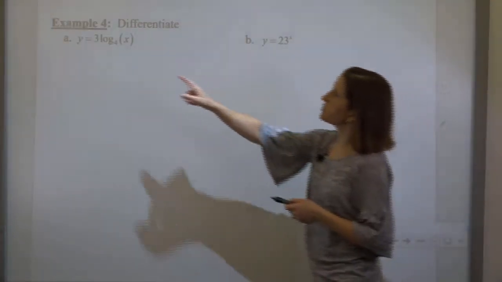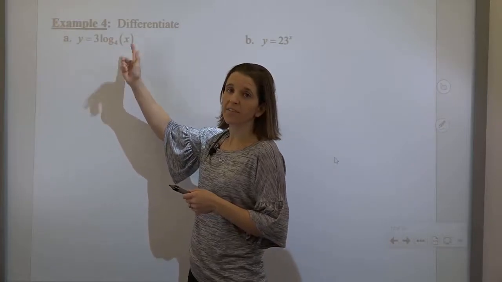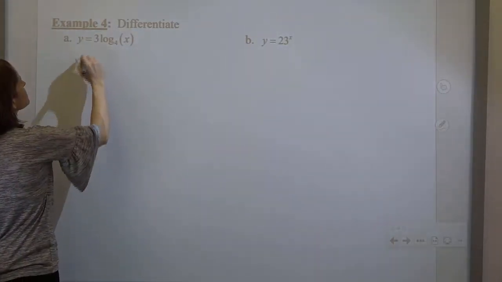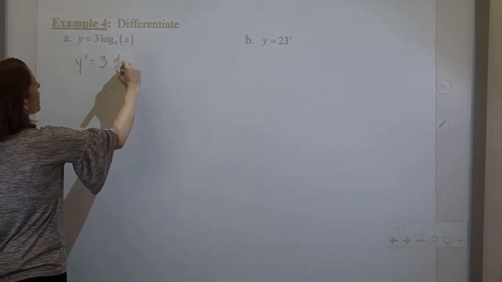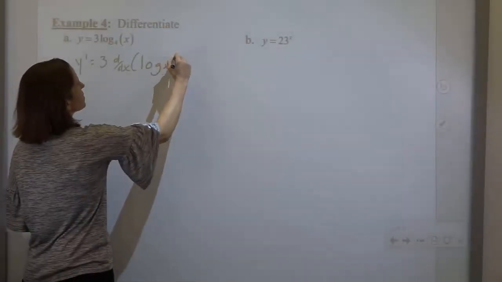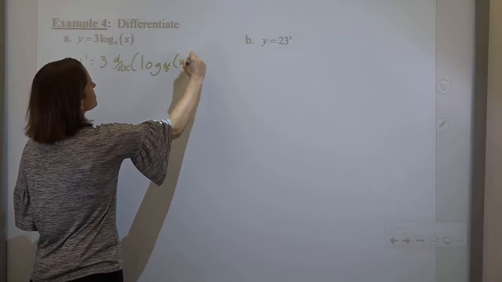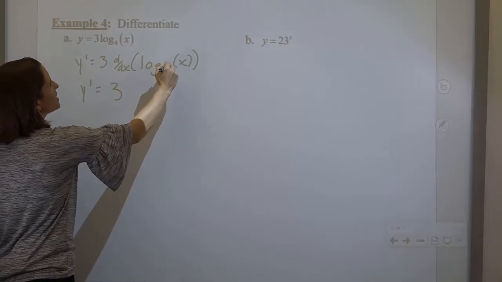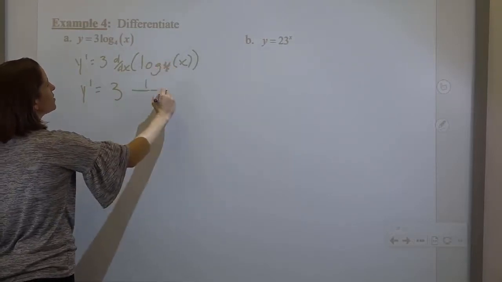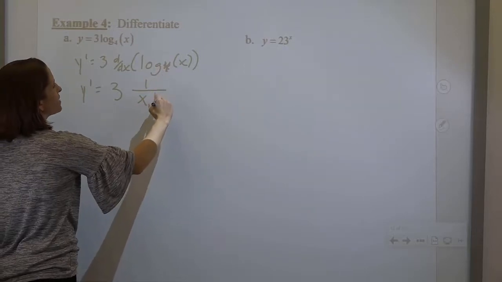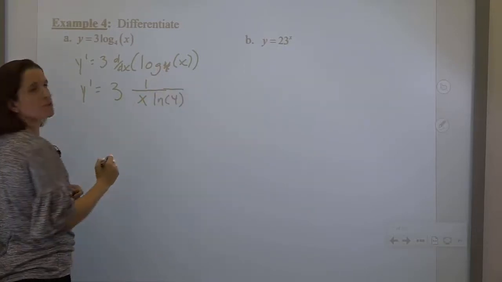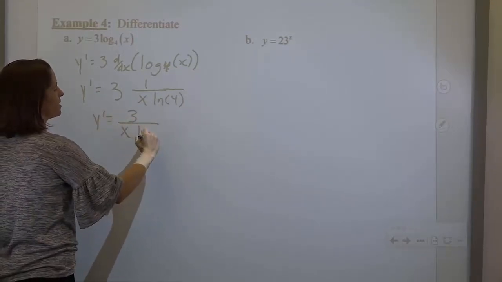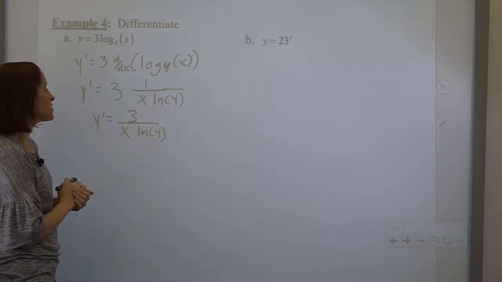So if you have 3 times log base 4 of x instead of base e of x, which we would have usually written as ln anyway, the 3 is a constant that stays and gets multiplied by the derivative of the part with an x in it. And we now have a rule for this. So this is 3 times 1 over the inside x times ln of the base, and the base was 4. So I could, if I want, put all this together and have 3 over x ln of 4.